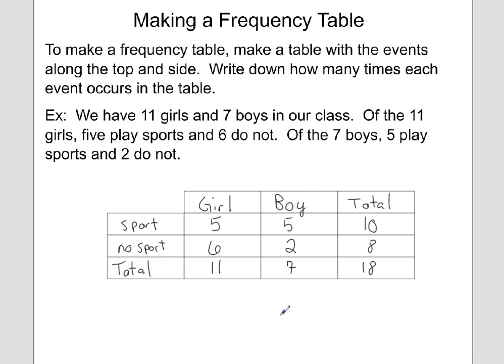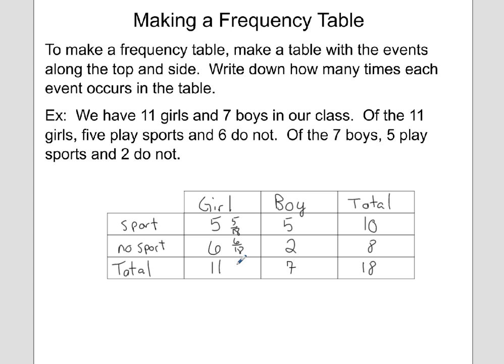You can also represent a frequency table using percentages. Each cell would be the total percentage for that event. So for example, for this cell right here, I would divide 5 by the total number of students, and that would be my percentage. Okay, and this one right here would be 6 out of 18.